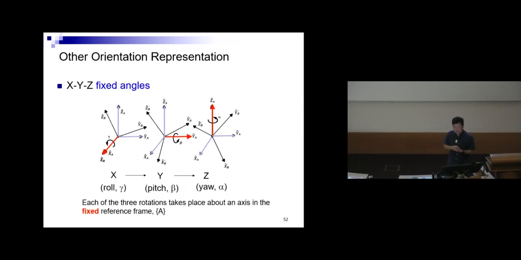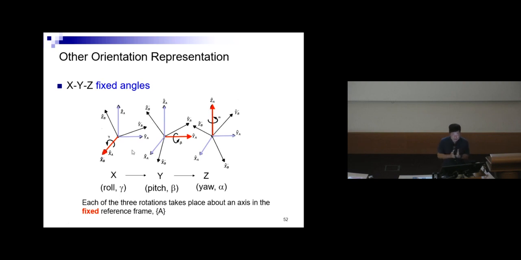The first other orientation representation will be the XYZ fixed angle representation. We have talked about roll, pitch, yaw before. We saw an aircraft, where shrinking left and right is your yaw, pitch is up and down, and roll is rotating along its axis. So you have your XYZ fixed angle representation.